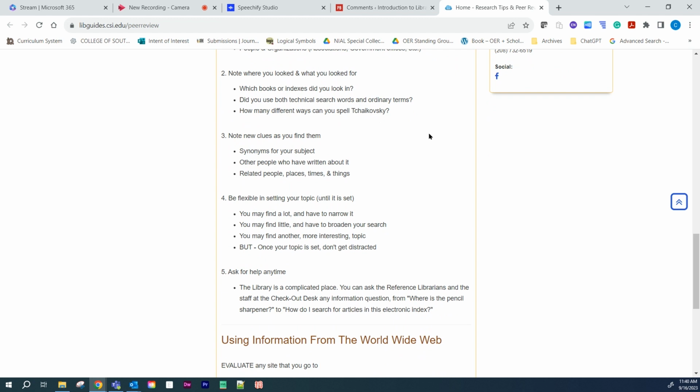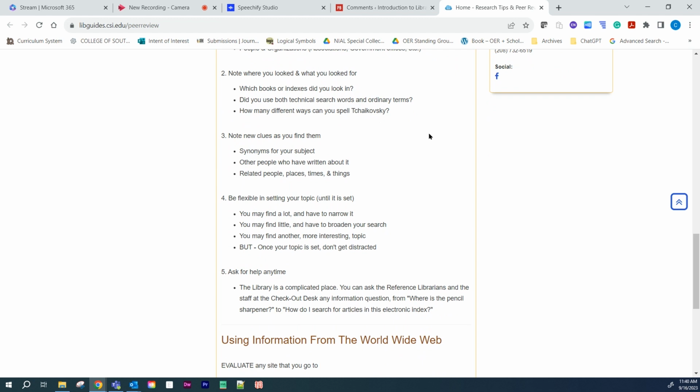what resource you had, and what you were looking for. What perspective did you have when you were looking at a specific information resource? Because you could, again, look for another topic in the same resource and find other things. Where did you look? Did you use technical search words? Did you use ordinary terms? What Boolean terms did you use? What ones did you not use?